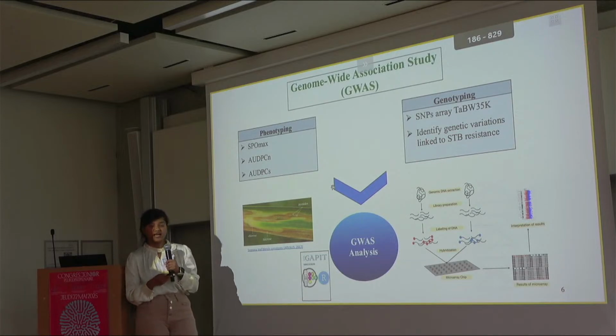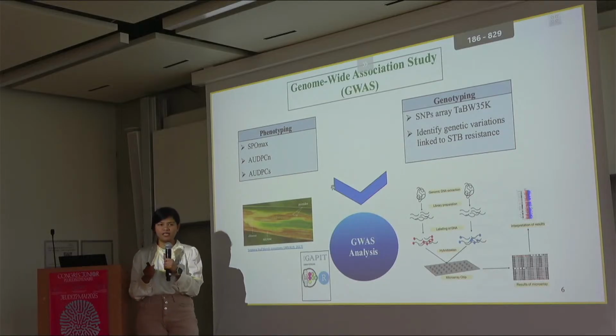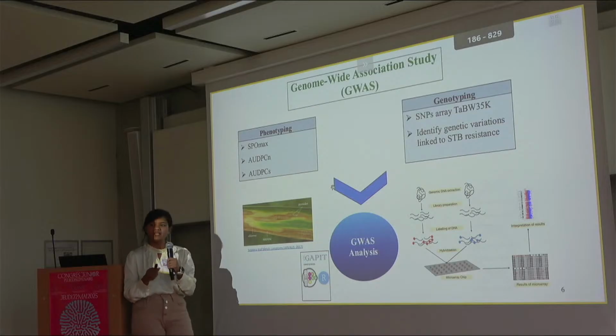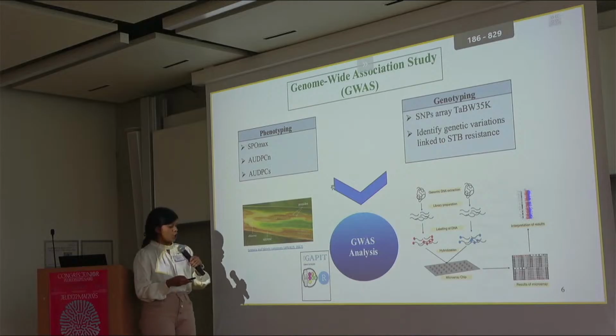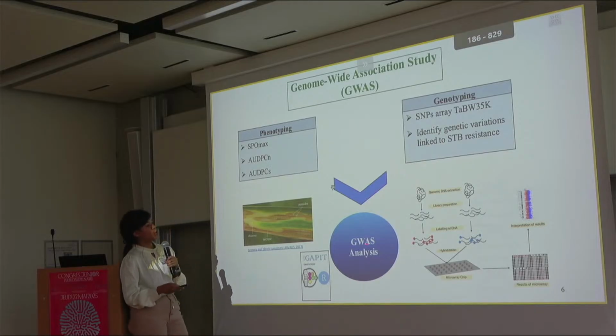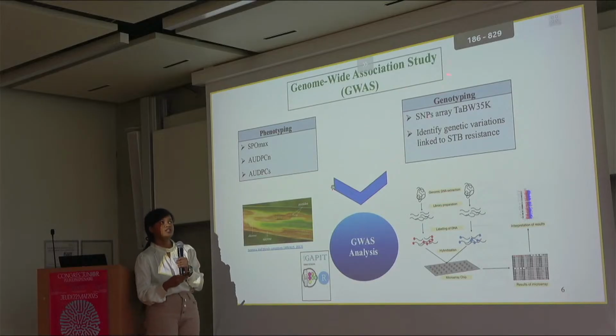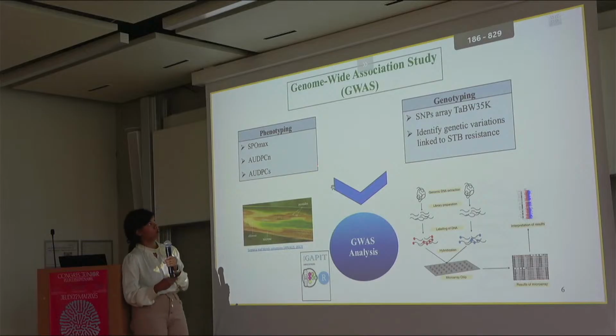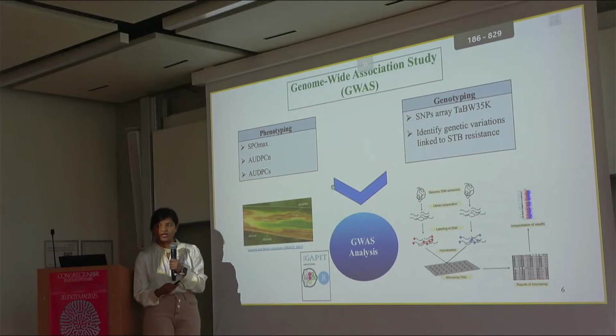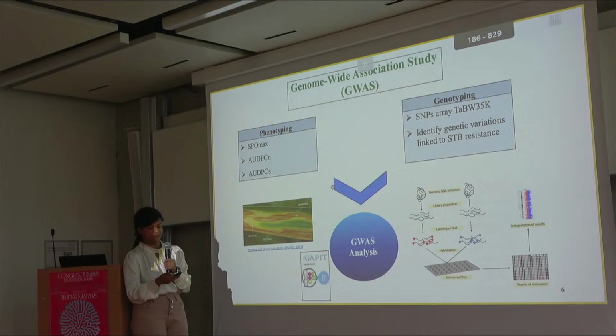And what is SNP, or single nucleotide polymorphism? It is just a tiny spelling difference in DNA that makes us different from each other. It tracks the genetic information. So with this, we perform the genome-wide association study, combining this phenotype and genotype to understand how this genetic marker is linked to the phenotyping trait, in our case, resistance to STB.